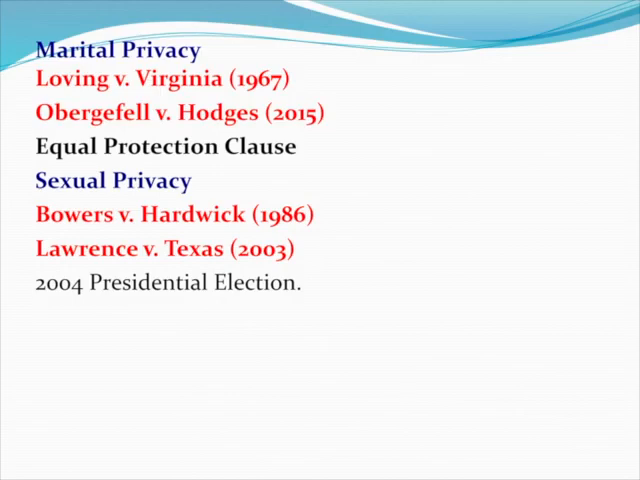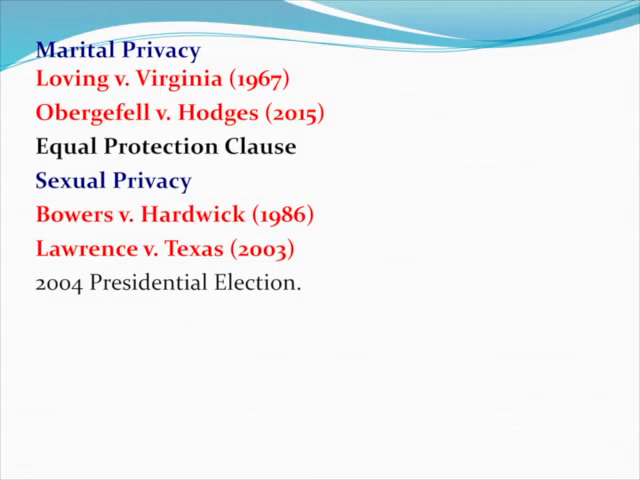Marital privacy and sexual privacy are quite interesting cases. Let me start with marital privacy first. Loving versus Virginia, 1967. Prior to this case, a number of states still prohibited marriage between people of different races. In most states, there were about 12 or 13 before this case that still prohibited marriage across racial lines.